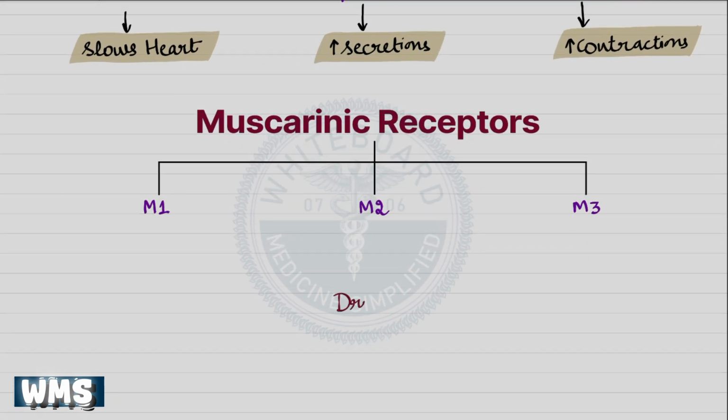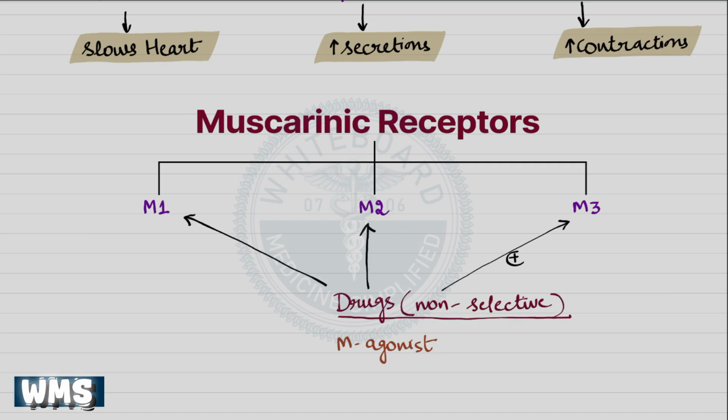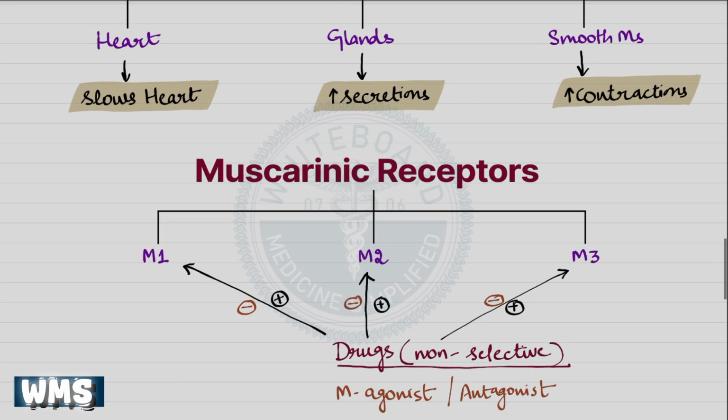Most muscarinic drugs are non-selective in their action. That means a single muscarinic agonist does not choose only one subtype. It will stimulate all muscarinic receptors throughout the body. Similarly, a muscarinic blocker will not selectively block just one subtype in most cases. It will block muscarinic receptors wherever they are present. So whenever you give a muscarinic agonist, you should expect a combination of effects: slowing of the heart, increased secretions, and smooth muscle contraction all together. The same is true for blockers. Always keep this broader picture in mind.